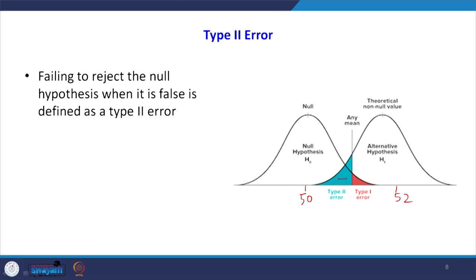This much region does not belong to that light green one, it does not belong to this population. This region belongs to the population whose mean is 52. Just because it is lying on the acceptance side of the population where the mean is 50, we have falsely accepted. So, it is called type 2 error. Failing to reject the null hypothesis when it is false is defined as the type 2 error.